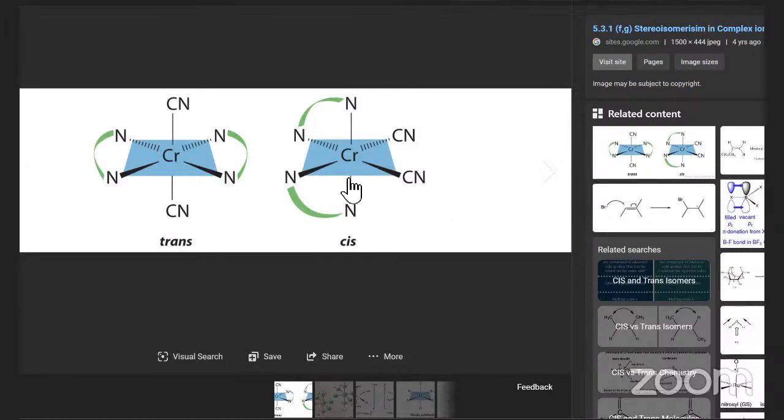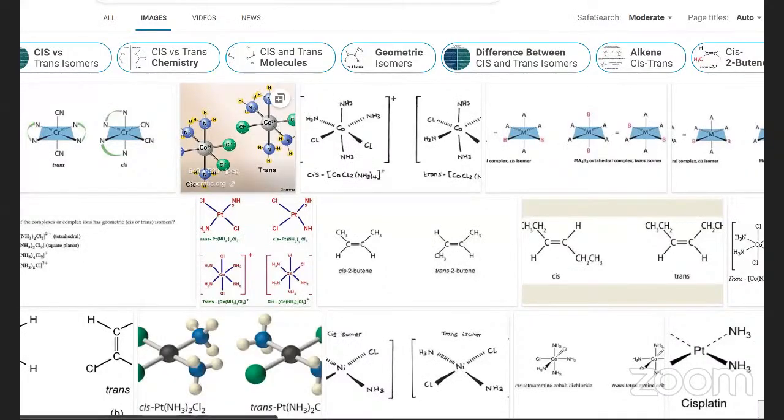So remember, there are going to be cis and trans versions in octahedral complexes, especially if you have 2 ligands of one type and 4 ligands of another type. That also kind of happens when you have 3 ligands of one type and 3 ligands of another type. So that can also happen in this one.